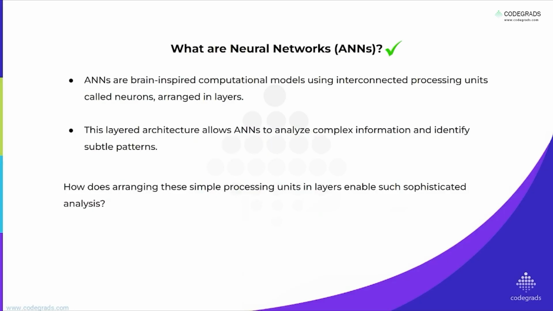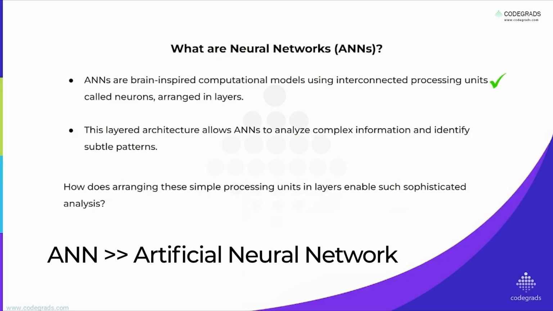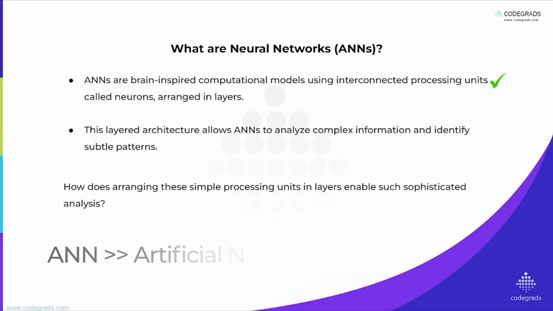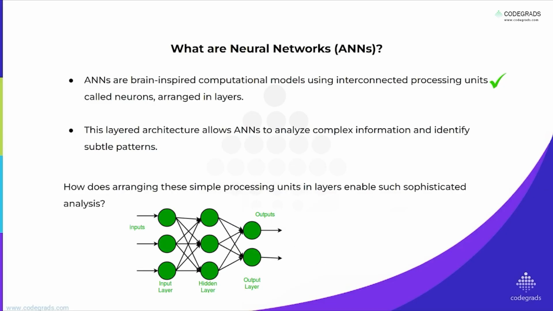So what are neural networks? That is the ANN. As per the definition, ANNs are brain-inspired computational models using interconnected processing units called neurons arranged in layers. In the case of the ANN, we use a neuron. Now, a neuron is also called a perceptron, which has an input layer, hidden layer, and output layer. So multiple components are involved in the neurons also. And there are multiple neurons in the case of the neural network. And when these neurons are connected to each other, the neural network is formed.